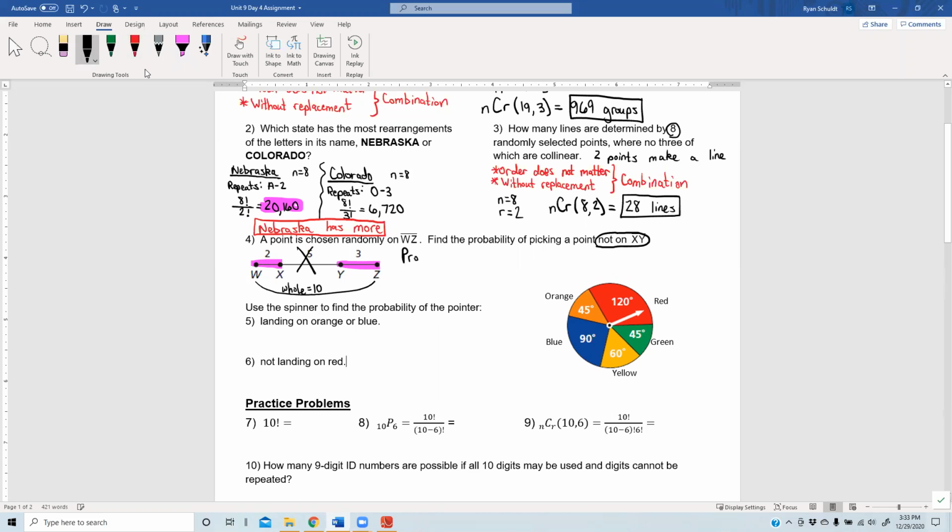So remember, probability is part divided by whole. The part we want is the 2 plus 3. The whole is 10. That'd be 5 over 10, which as a fraction is 1/2. We could stop there, but remember, you need to still know that 1/2 is 0.5 as a decimal, or 50%. Okay, so there's number 4.